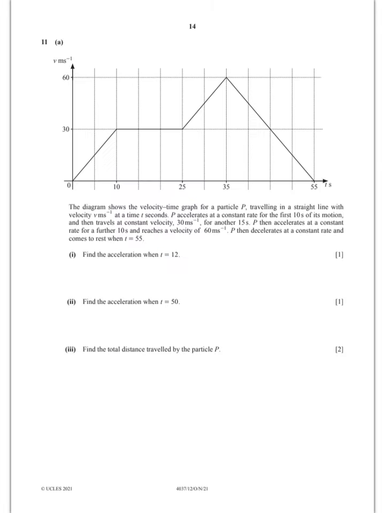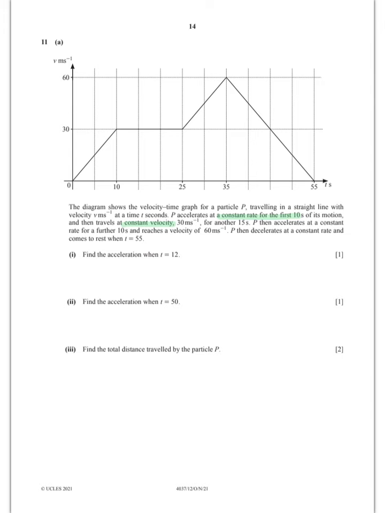Number 11 from the topic kinematics. The diagram shows the velocity time graph for a particle P traveling in a straight line with velocity v meters per second at time t seconds. P accelerates at a constant rate for the first 10 seconds. Now that is the keyword we have, constant rate for the first 10 seconds of this motion, and then travels at a constant velocity of 30 meters per second.